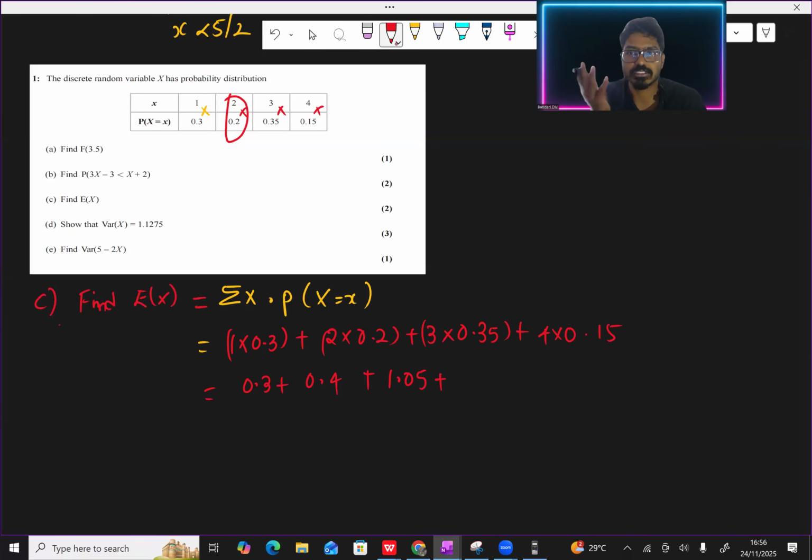So only for the big calculations can I use the calculator, otherwise I can directly do the answer. So 4 multiplied with 0.15 would be 0.6. Upon adding all of these, 0.3, 0.4, 1.05 and 0.6, basic addition, we will get 2.35. So that will be our answer for E of x, 2.35. Okay. So that will be the answer for part 3.